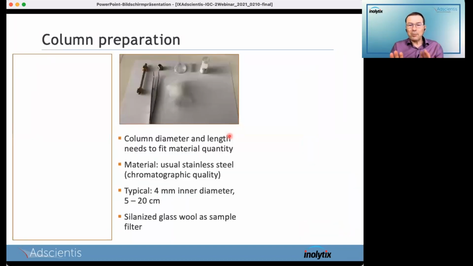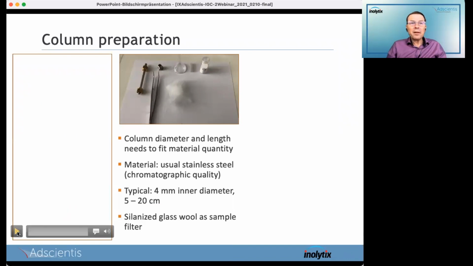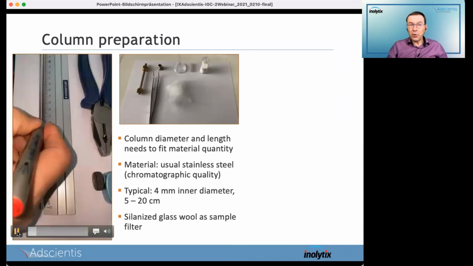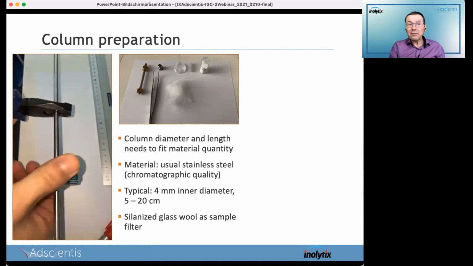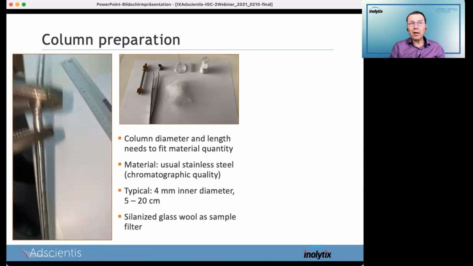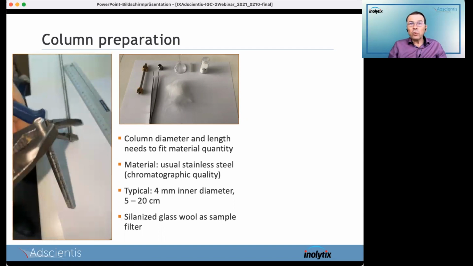Now, column preparation. That's what I'm focusing on here. You see some materials which we're using, like the glass wool, the column, the tweezers, also the sample, the funnel. And I would like to show a few videos here. Yes, and so that's how we prepare the column. You see, we can have different lengths, relatively easy in this case. Prepare the column, prepare the tube for the filling. So that's how we do this.